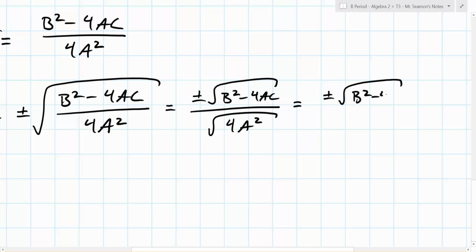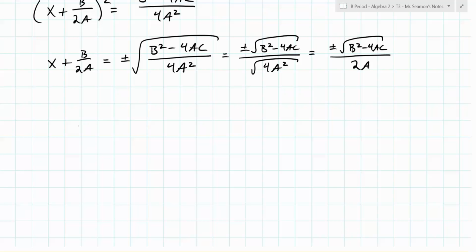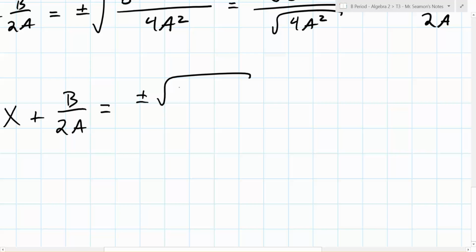B squared minus 4ac all over what? 2a. Well, that's kind of nice. So let's just summarize what we now know. We now know that x plus b over 2a is equal to what? Plus or minus the square root of b squared minus 4ac all over 2a.